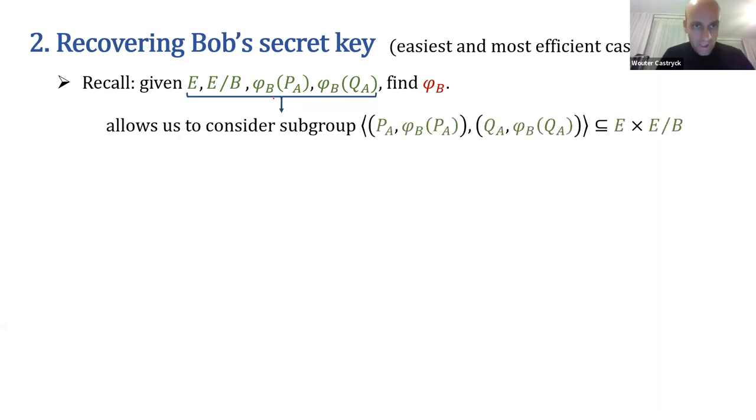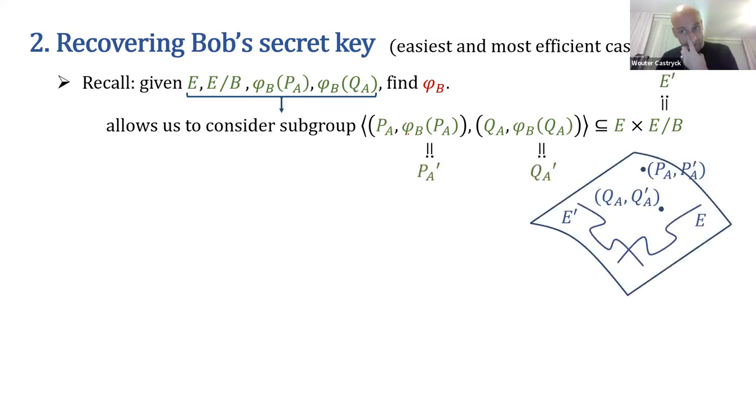Okay. Now, the main starting point for our attack is the following observation. This starting curve, codomain curve, and these two points allow us to consider the following subgroup on the product of these two elliptic curves. So we consider the product of E with E modulo B. This is an abelian surface. And on that abelian surface, we can consider the group generated by these two points.